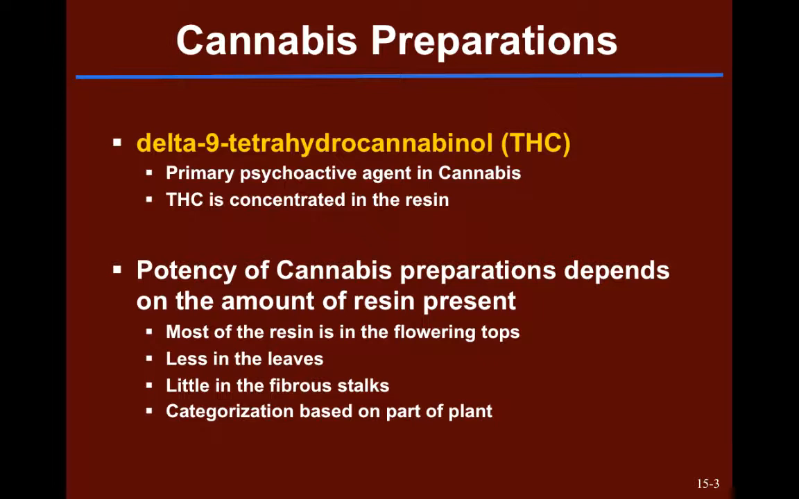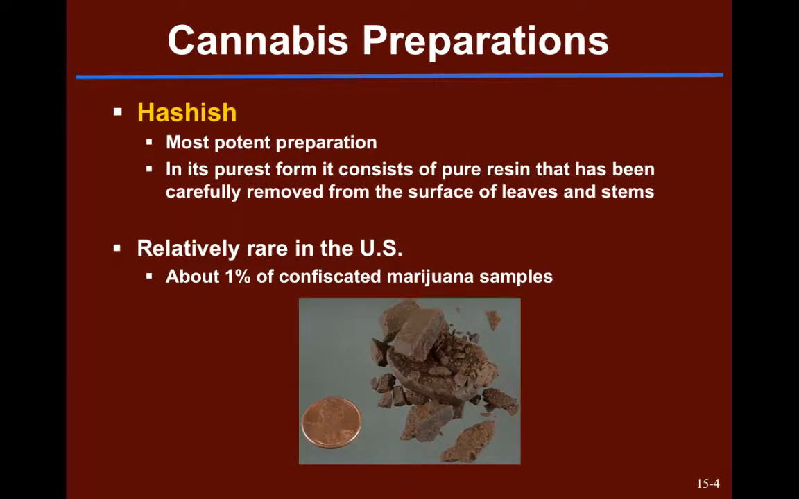And actually, marijuana is typically categorized by how much of the plant is contained in it. So the first of those categories is hashish, or hash. So this is the most potent preparation because it involves the collection of that resin or the sap, and it's concentrated and purified. So it's much more potent than the smoked marijuana that most of us are familiar with. So this is actually relatively rare in the United States. Only about 1% of the confiscated marijuana in the U.S. is actually hashish. This is much more common in the Middle East and in North Africa as a method of consumption.